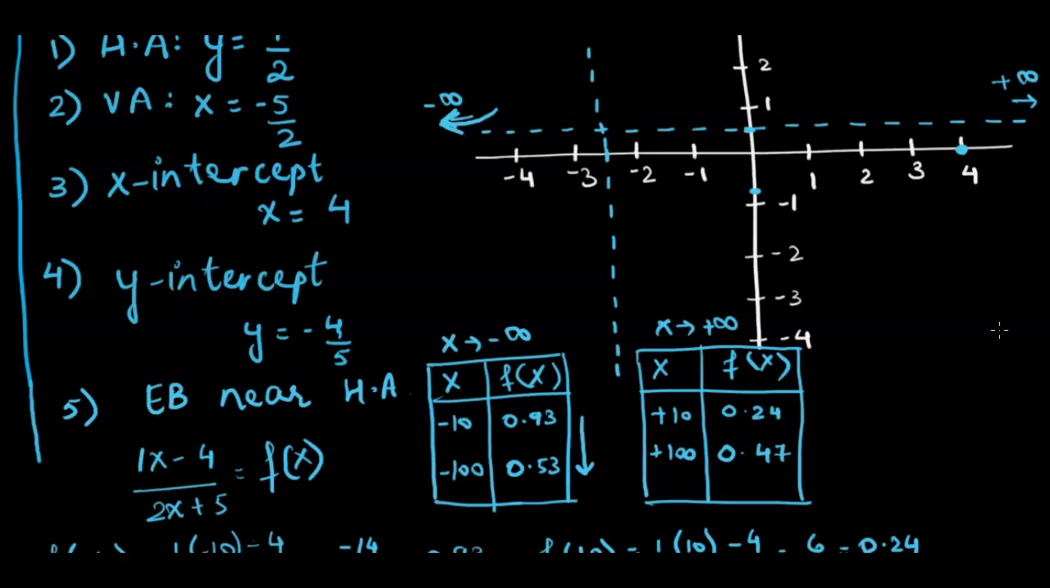When we check the right side, that is this side, when x is approaching +infinity, so it is going from +10 to +100, that means it is going bigger. The y value still approaches 0.5, that is the horizontal asymptote. However, it is below 0.5 because 0.24 and 0.47, both of these values are less than 0.5. So it will approach the horizontal asymptote from the bottom. That's the most we can figure out from the end behavior table near the horizontal asymptote.